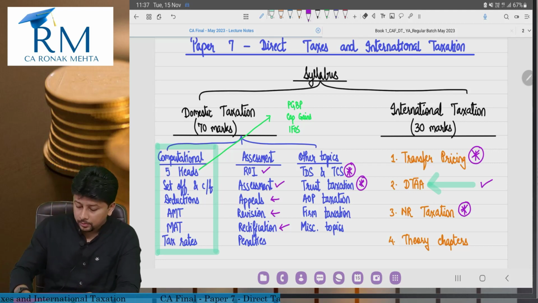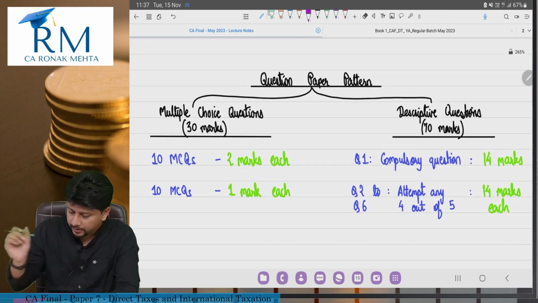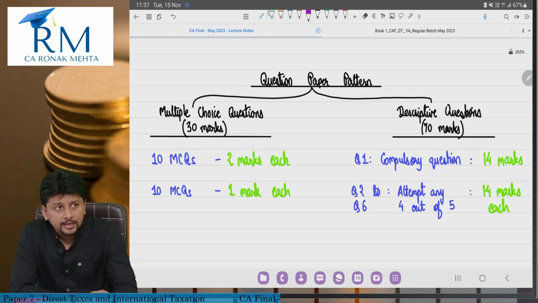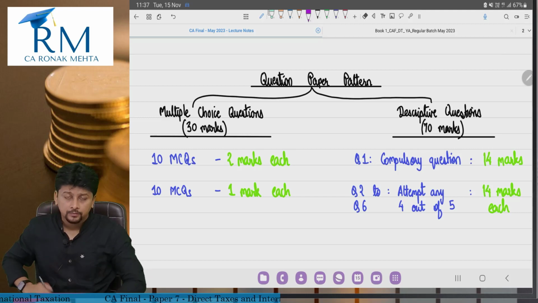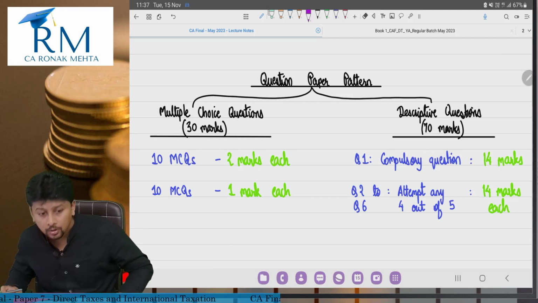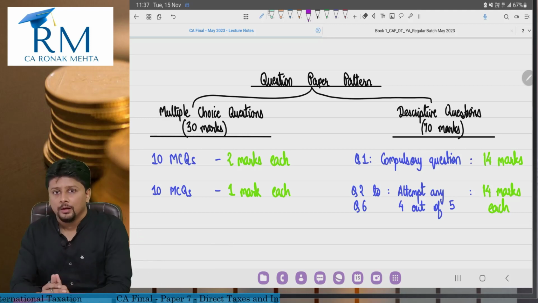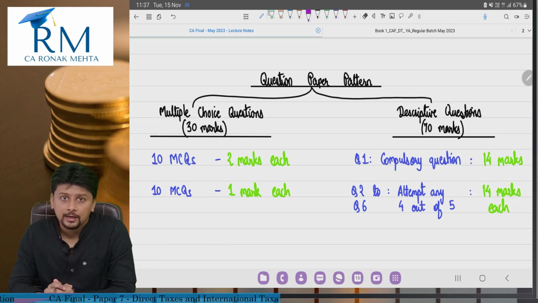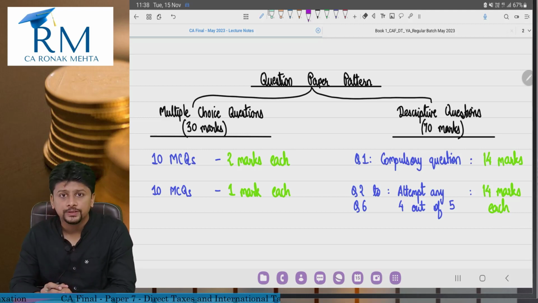What type of paper do you get? See this. This is your question paper pattern. You get MCQs, 30% of your paper will be MCQ. Paper number 7 is one of the papers where you get multiple choice questions. Contrary to popular belief, MCQs are actually the tricky part of your paper. There are bright chances that you may end up scoring less in MCQs, and be more comfortable in descriptive questions.